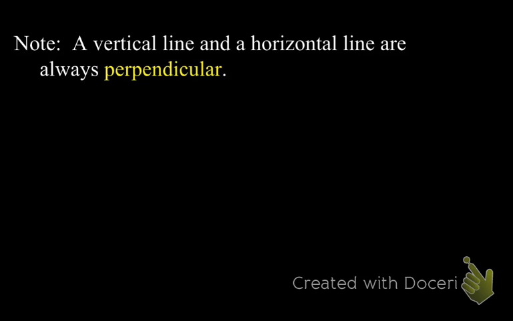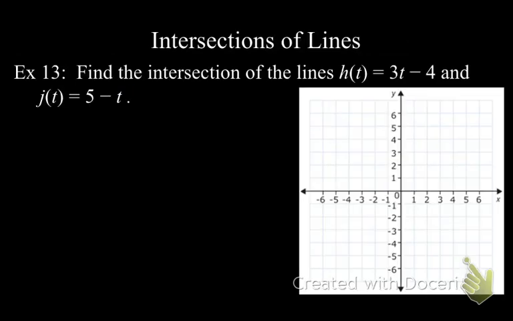Another thing to make note of is when you're dealing with perpendicular lines, a vertical line and a horizontal line are always perpendicular. You can't compare their slopes because vertical lines don't have slopes. So in that special case, when you're dealing with vertical lines and horizontal lines, they will always be perpendicular.